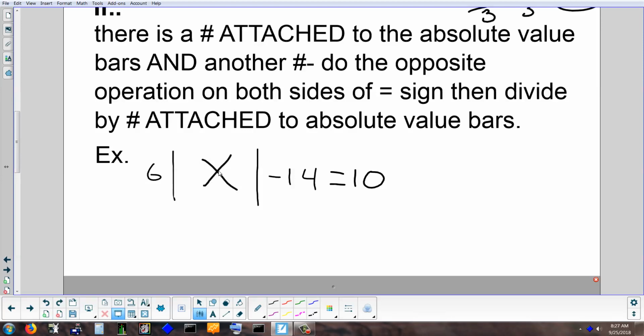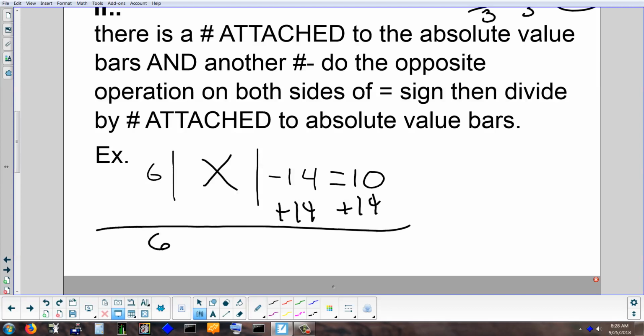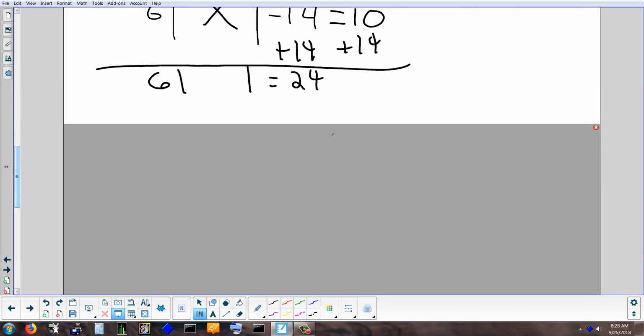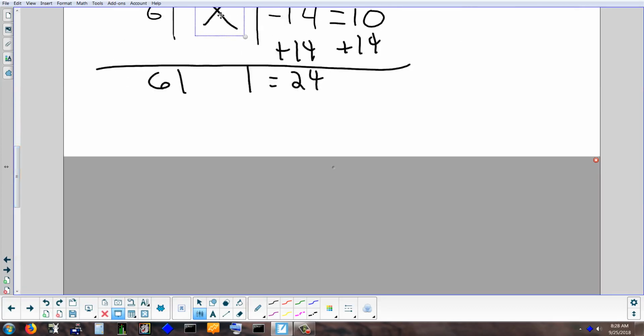Donovan? Divide both sides by 6. Not yet. That would be the next step. Not yet. This was 6x minus 14 equals 10. What would you do? Chris? You add 14. I'd add 14 to both sides, right? Plus 14, plus 14. Then I get my 6, absolute value, equals 24. What would be the last thing I would do? Okay. Divide by 6. Divide both sides.